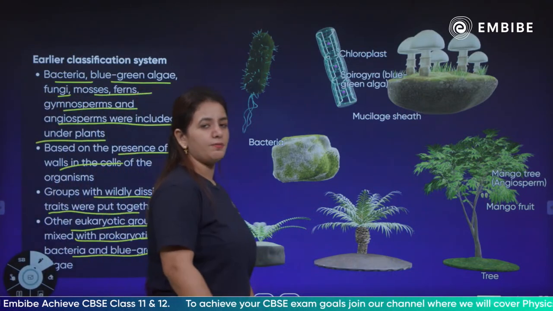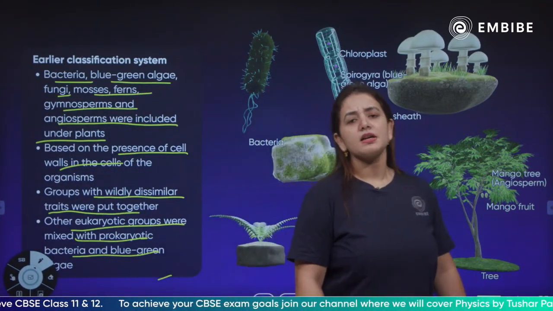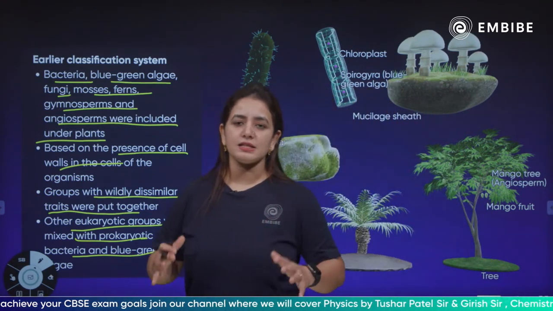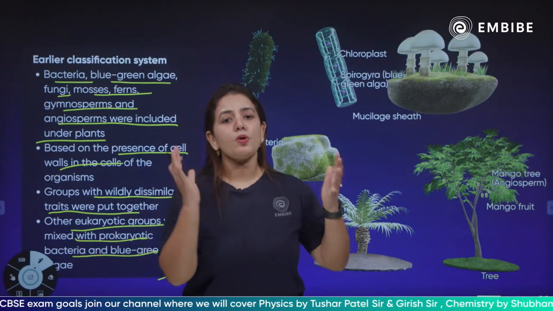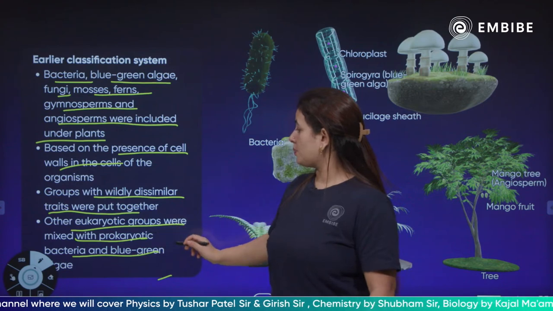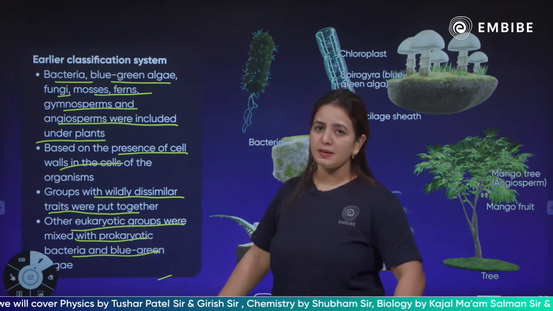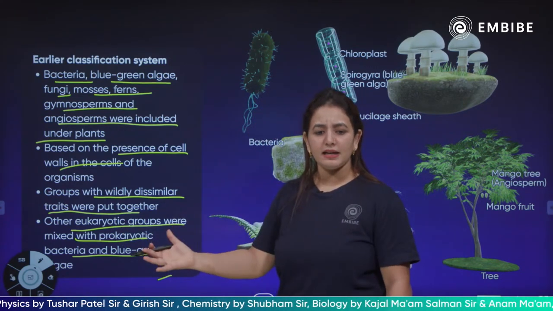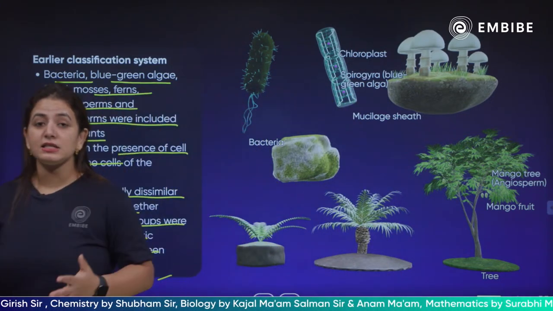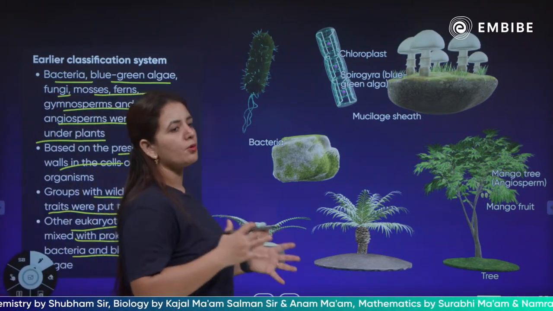So, what was the basis of the earlier classification system? They were not creating a unique differentiation among the organisms. They were mixing prokaryotes with eukaryotes. It means the bacteria and the blue-green algae were put together, and widely dissimilar organisms were also put together.